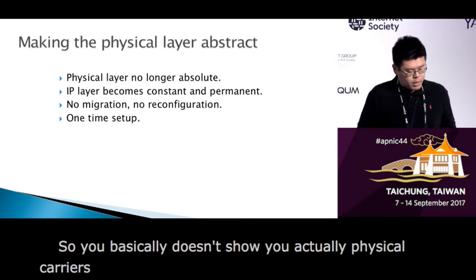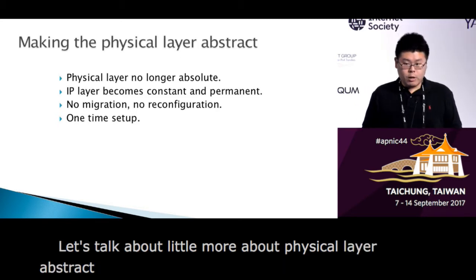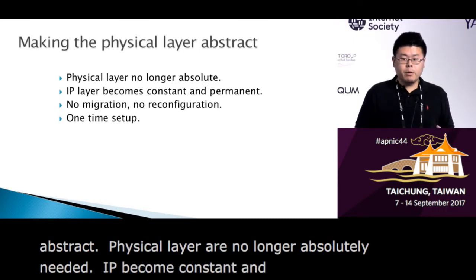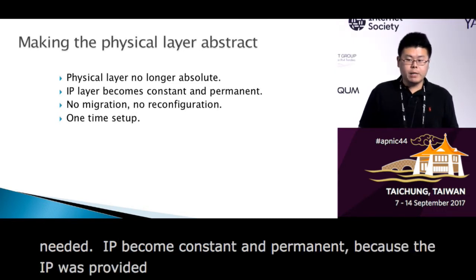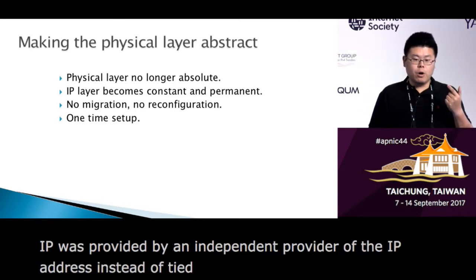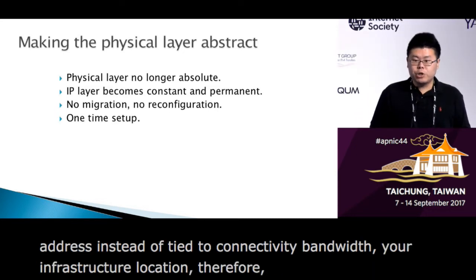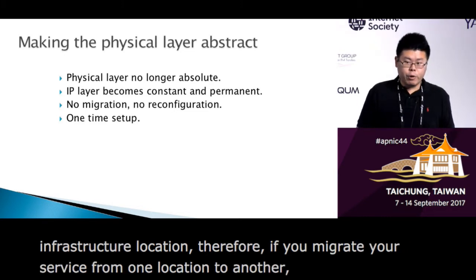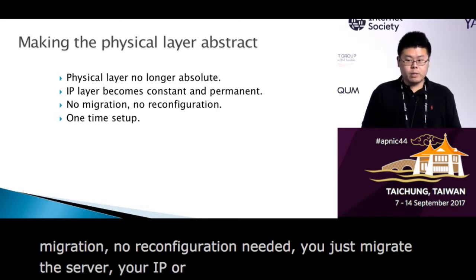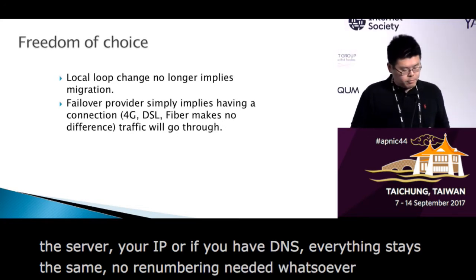So let's talk a little more about physical layer abstraction. The physical layer is no longer absolutely needed. IP becomes constant and permanent, because the IP is provided by an independent provider of IP addresses instead of being tied to connectivity, bandwidth, or your infrastructure location. Therefore, if you migrate your service from one location to another, there is no reconfiguration needed. You just migrate a server, your IP, or your DNS, and everything stays the same, with no renumbering needed whatsoever.